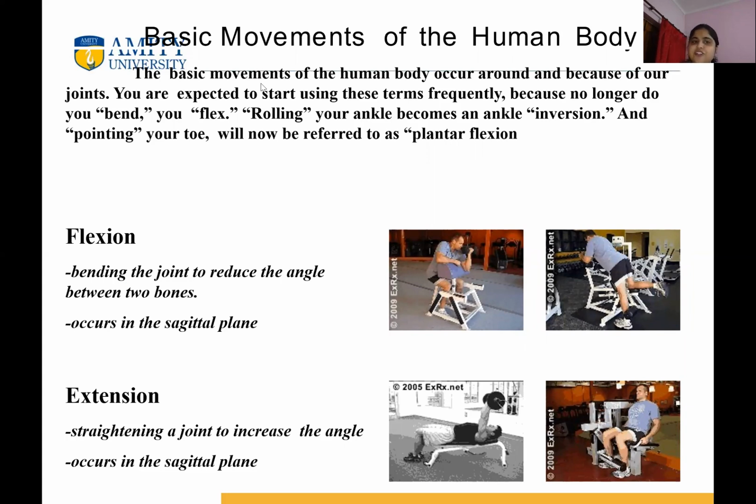So what is flexion? Flexion is bending the joint to reduce the angle between the two bones. It occurs in the sagittal plane. Extension is straightening a joint to increase the angle. It occurs in the sagittal plane.